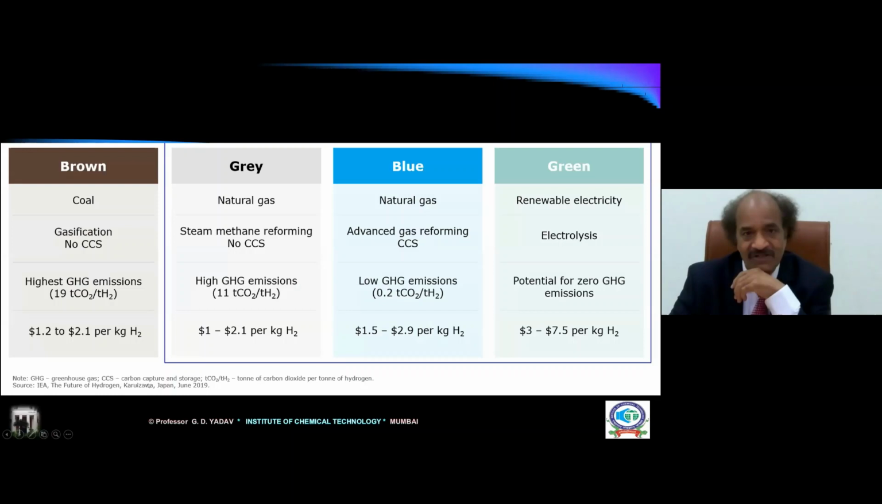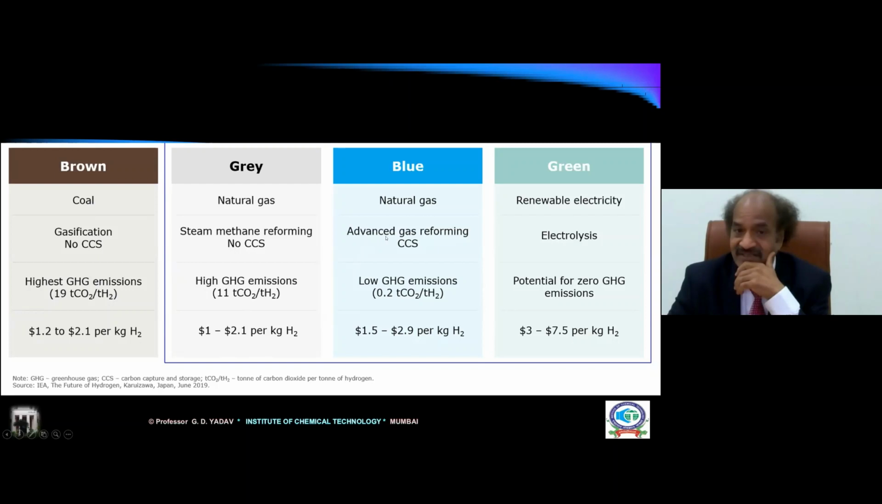But if you look at the cost of these hydrogens, in the so-called brown, which is based on coal gasification with no carbon capture, look, the highest greenhouse gas emission, 19 tons of carbon dioxide per ton of hydrogen. That is a big problem. Here, the cost is much lower, $1.2 to $2.1 per kg. Gray hydrogen, from natural gas steam reforming, is high, something like 11 tons of carbon dioxide per ton of hydrogen, and the cost is almost similar, $1 to $2.